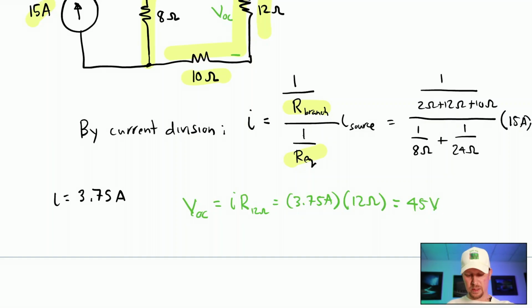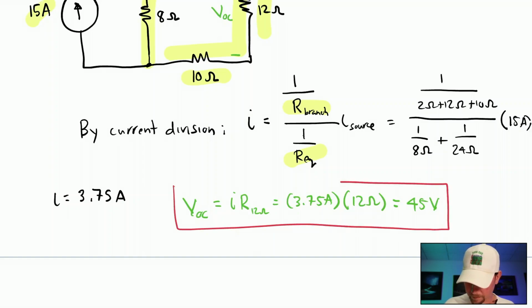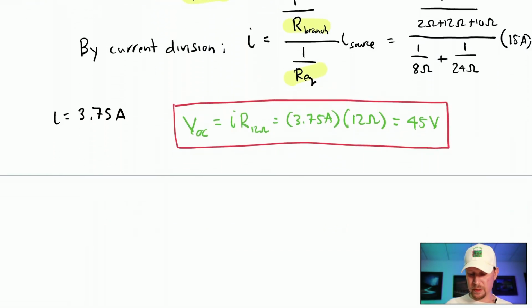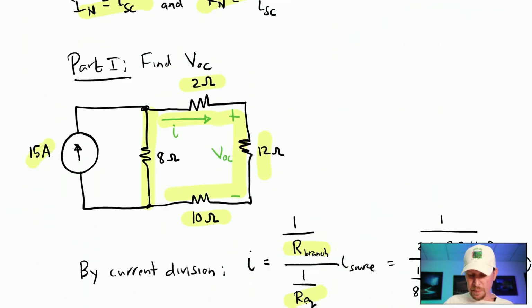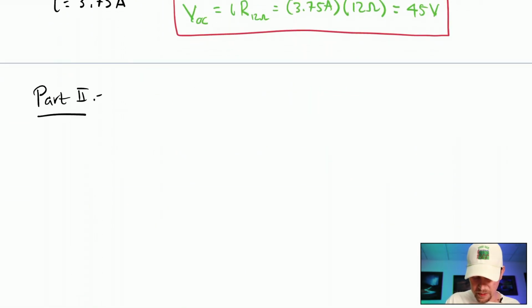So that's one of the pieces of the puzzle. In fact, this is important enough to box because we're going to use it here in a second. Now, that was for part 1. For part 2, right, we found the open circuit voltage. Here we actually want to find the short circuit current.